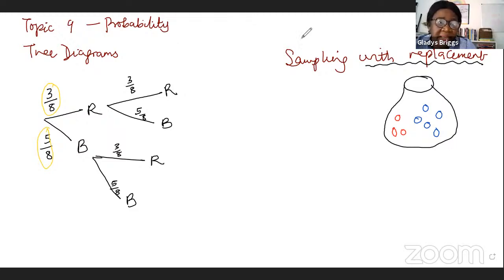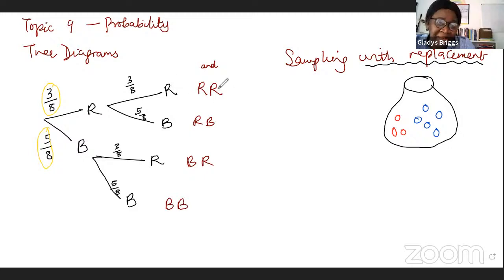Then you will have to multiply this one by this one to get the probability of getting red and red. Remember we were doing the AND rule yesterday and the other day. So red and red, you need to work out from your branches. You follow it from here, the first red and the second red. Red and blue will be red and blue. Blue and red will be blue and red. And blue and blue would be blue and blue.